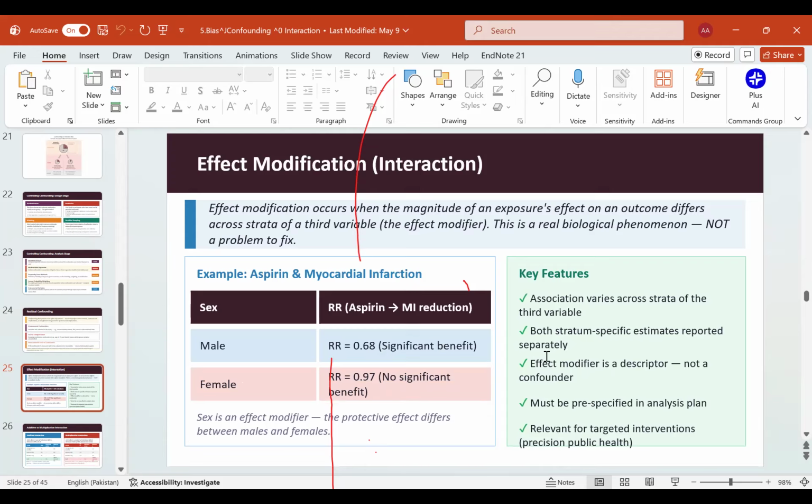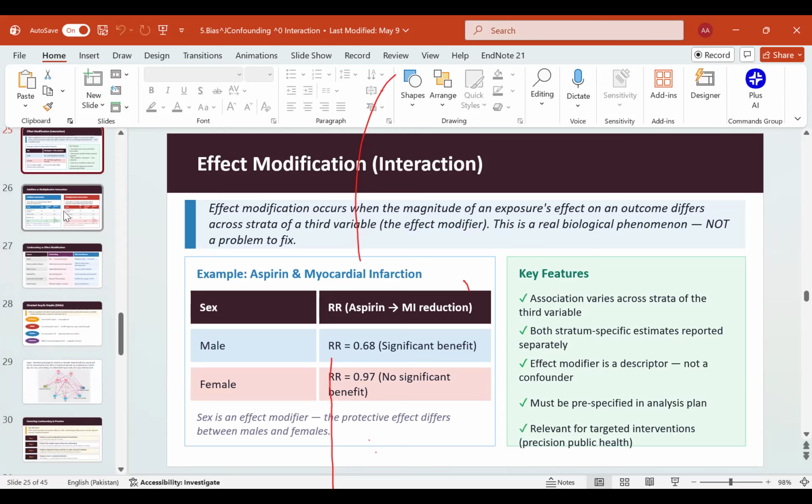The key features of effect modification include that the association varies across strata of the third variable. So this is the first variable, this is the second variable, and this is the third variable, and these are two strata of the third variable. Both stratum-specific estimates are reported separately. An effect modifier is a descriptor, not a confounder. It must be pre-specified in the analysis plan. It is relevant for targeted intervention and precision in public health.